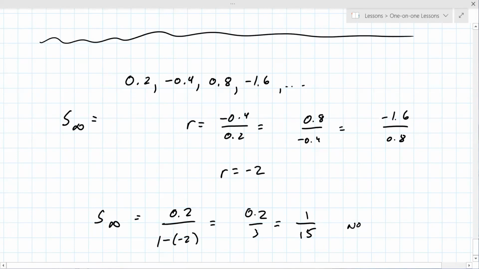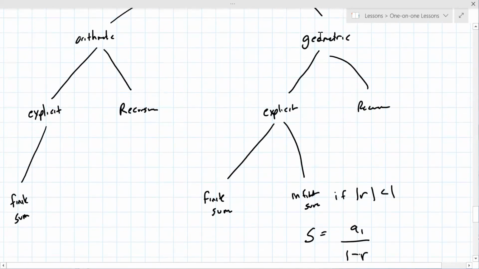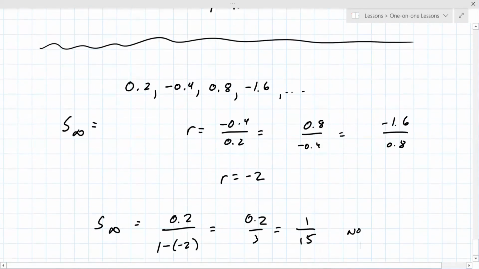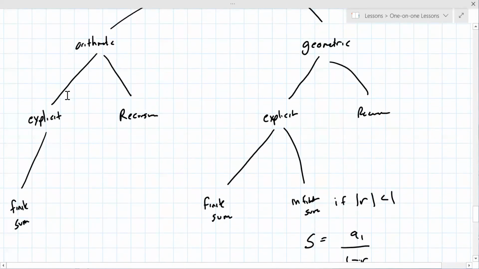So please try to remember that you can only find an infinite sum if it's geometric and the absolute value of r is less than 1. And there's many ways to mask this that you may or may not know. There's some things you can do with natural logarithms also to hide it, but that's something to think about. Now we didn't really go down this arithmetic road at all, but you can find a finite arithmetic sum, and that sum is n over 2 times a1 plus an.